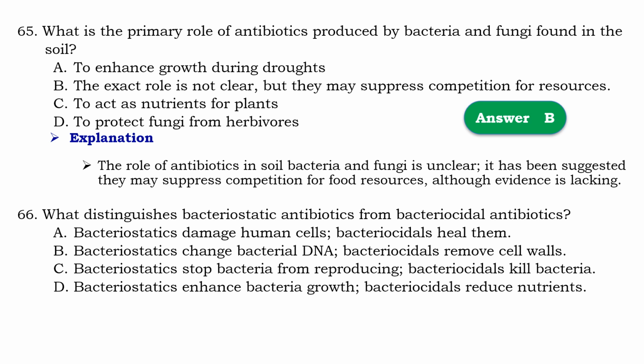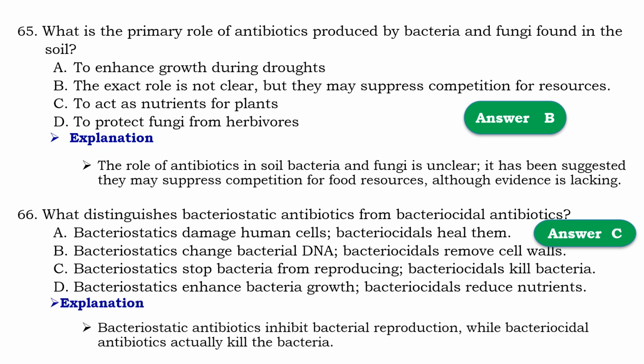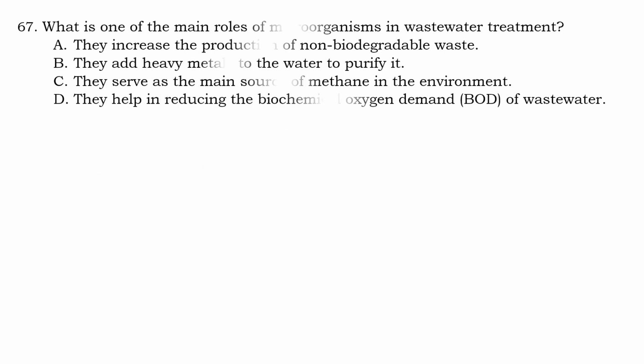Question number 66, what distinguishes bacteriostatic antibiotics from bactericidal antibiotics? So that should be C: bacteriostatic antibiotics stop bacteria from reproducing and bactericidal antibiotics kill bacteria. So bacteriostatic antibiotics inhibit bacterial reproduction, while bactericidal antibiotics actually kill bacteria.